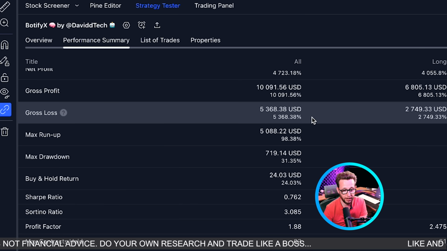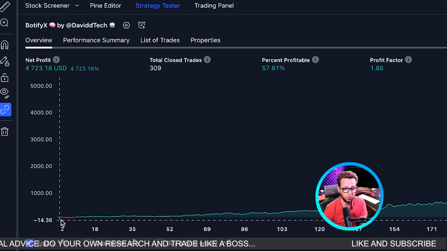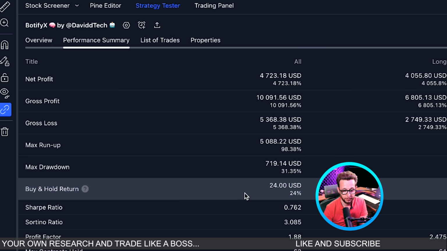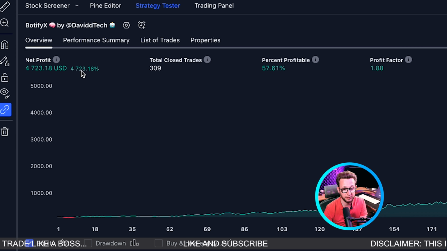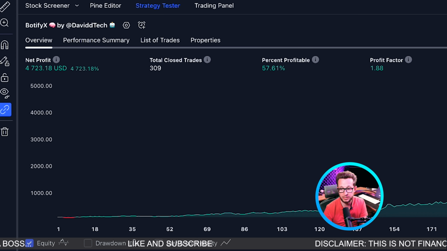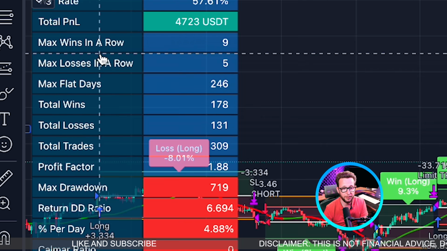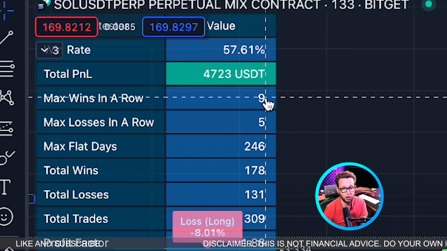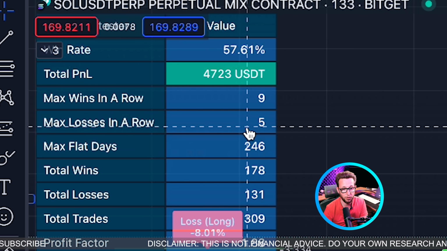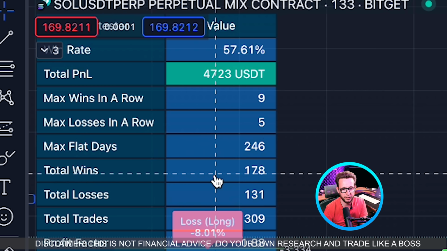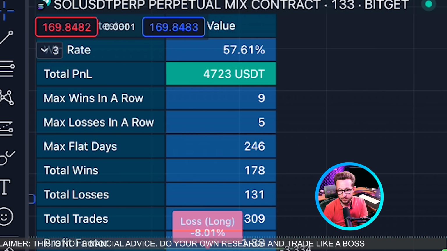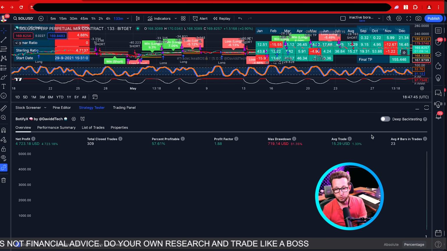Let's have a look at the other results here. If you would have bought Sol all the way back here, you would currently be up 24%, and with this strategy you would be up 4,723%, which is absolutely incredible. Some of the other results are max wins in a row were 9, max losses in a row were 5, total losses was 131, total wins was 178. Looks amazing, guys. I think it looks great as a strategy.